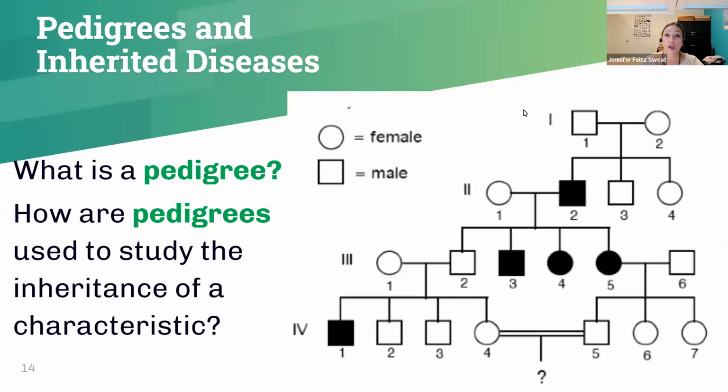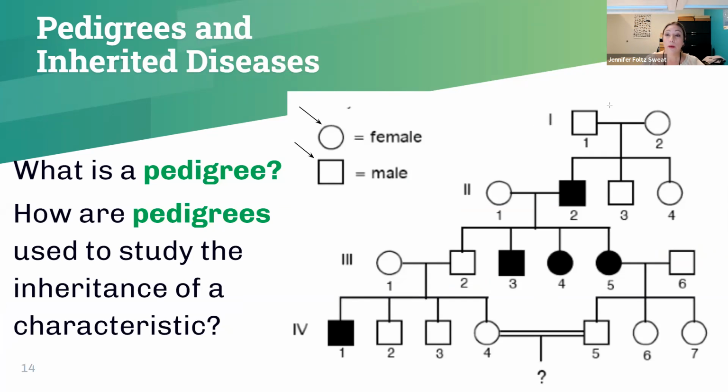This is an image of a pedigree. A pedigree shows you how a condition, most often a disease, is inherited through generations. Several items you need to understand about pedigrees. We usually use circles to refer to females, squares to refer to males.